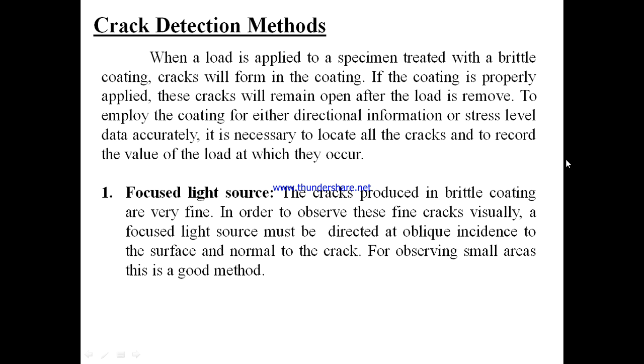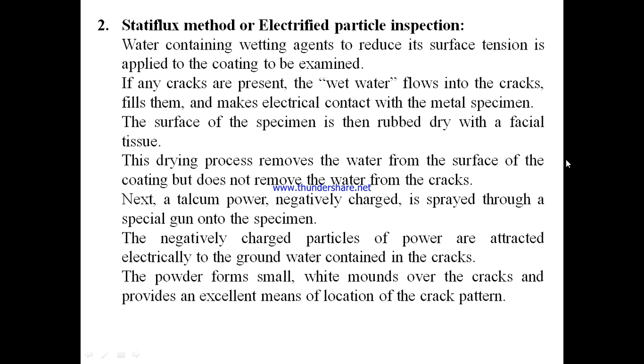So we see first the focused light source. In this, the cracks produced in the metal coatings are very fine. In order to observe these fine cracks visually, a focused light source must be directed at oblique incidence to the surface, and it should be normal to the crack. For observing small areas, this is a very good method. For observing large areas, this cannot be employed.